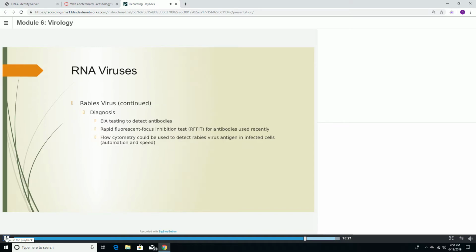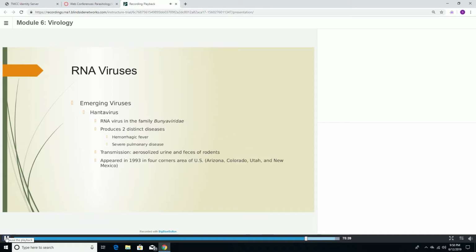Oh, this is a repeat slide. I'm sorry about that. Flow cytometry could be used to detect rabies virus antigen in infected cells. It's used because it's automated and it's quicker.